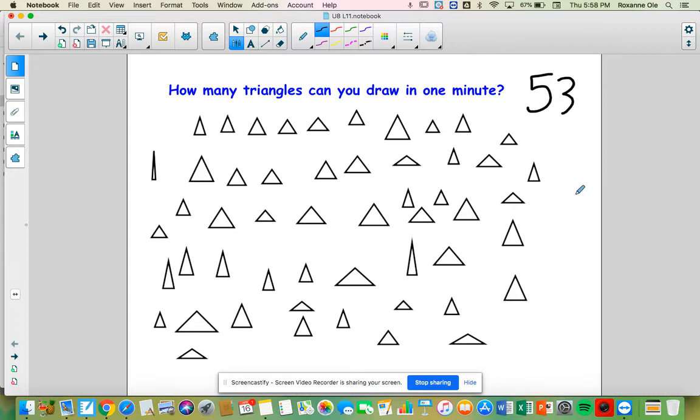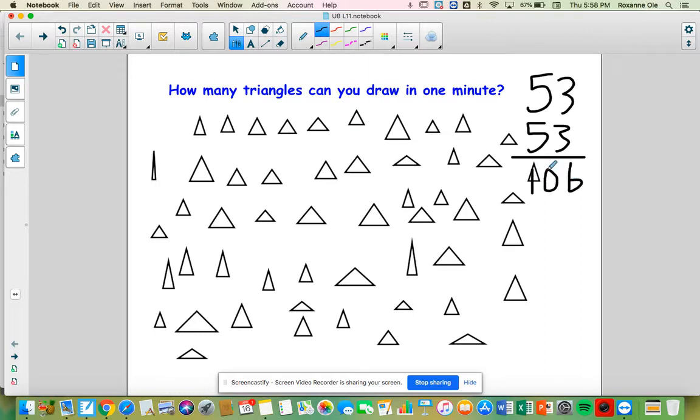But what was the purpose of this? Well, if you know how many triangles you can draw in 1 minute, could you figure out how many triangles you could draw in 2 minutes? If I could draw 53 triangles in 1 minute, how many could I draw in 2 minutes? Well, 53 the first minute plus 53 the second minute. How many triangles would that be? 106.